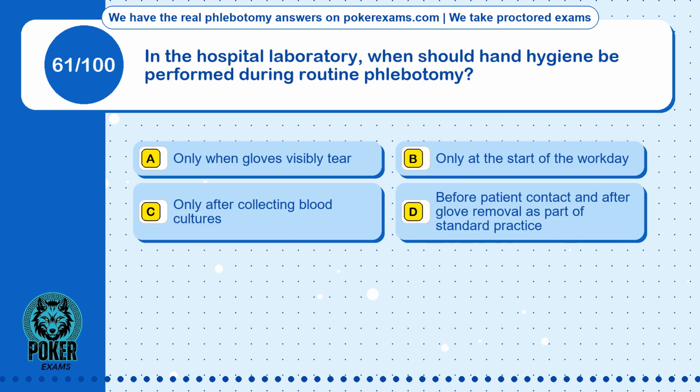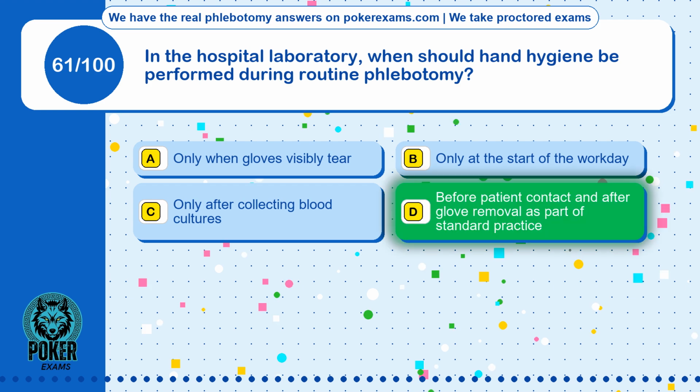Question 61. In the hospital laboratory, when should hand hygiene be performed during routine phlebotomy? Option A. Only when gloves visibly tear. Option B. Only at the start of the workday. Option C. Only after collecting blood cultures. Option D. Before patient contact and after glove removal as part of standard practice.